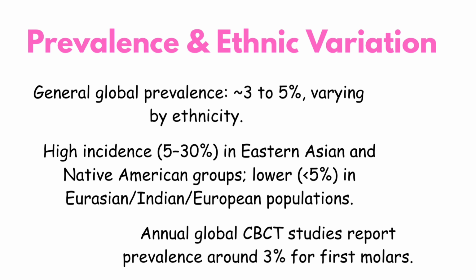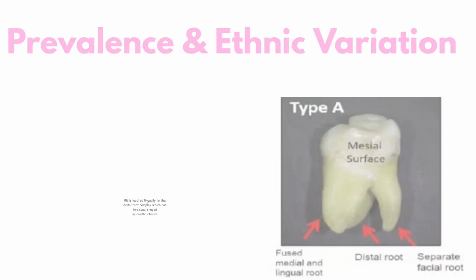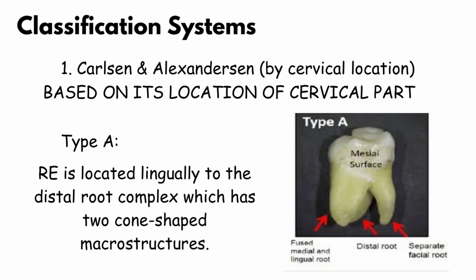Prevalence and ethnic variation. General global prevalence is 3 to 5%, varying by ethnicity. High incidence, 5 to 30%, in Eastern Asian and Native American groups, lower, less than 5%, in Eurasian, Indian, and European populations. Annual global CBCT studies report prevalence around 3% for first molars.